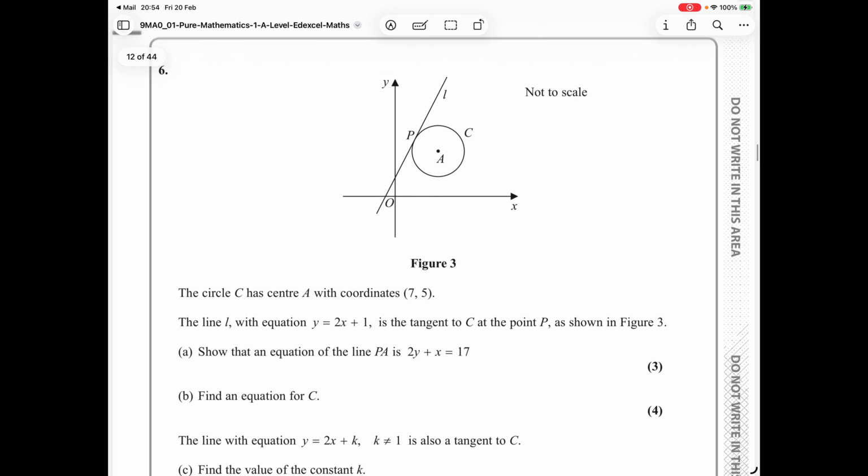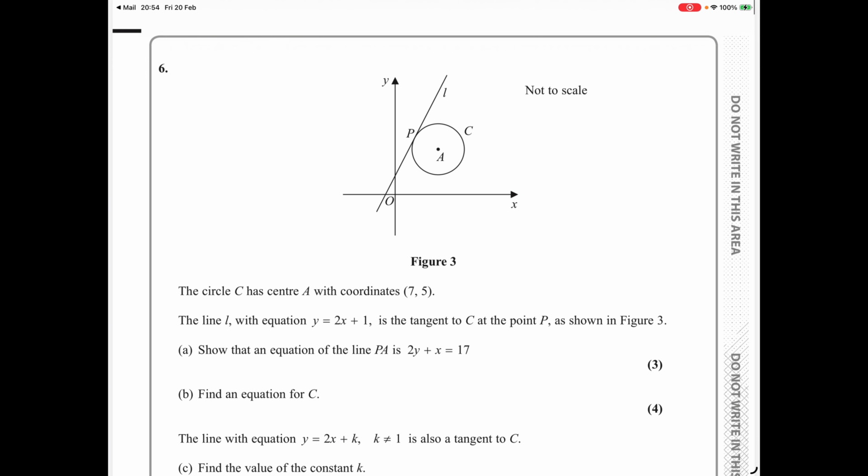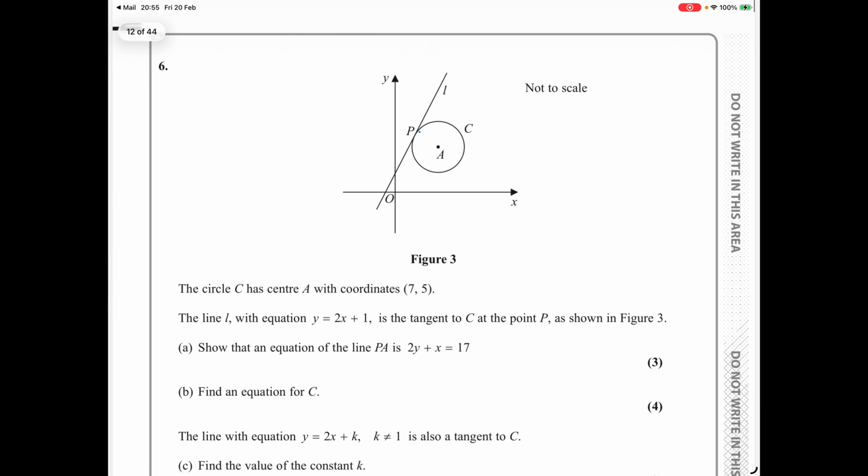Hello. Right. Thought we'd try this paper here. So this is an Edexcel A-level paper, and the circle C has a centre A with coordinates 7, 5. And the line L with equation y equals 2x plus 1 is a tangent to C at point P. So show that the equation of the line PA is 2y plus x equals 17. So basically, I'm just going to put that there.